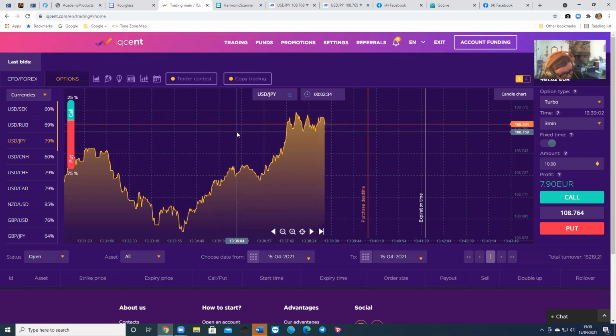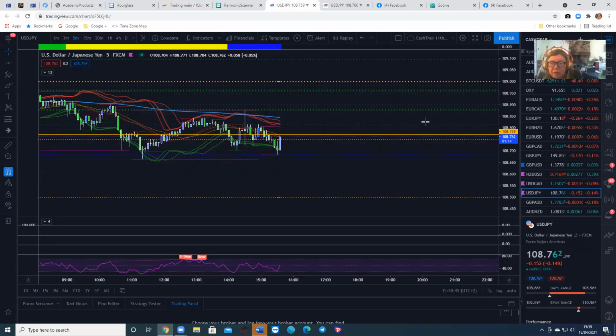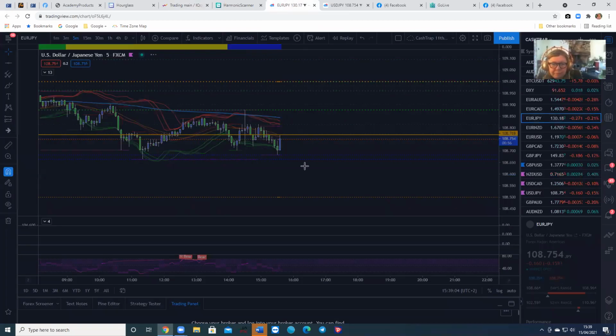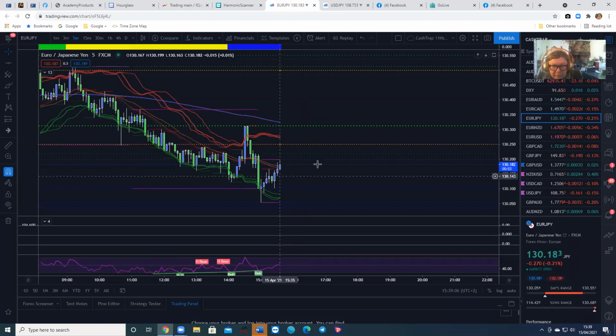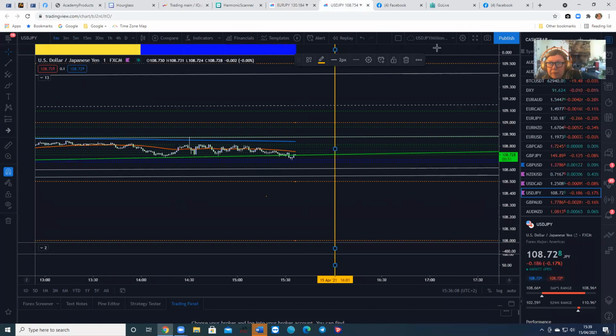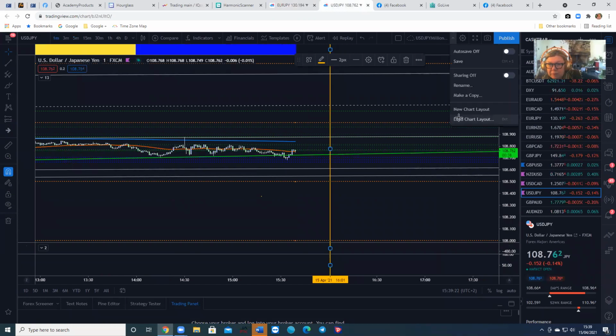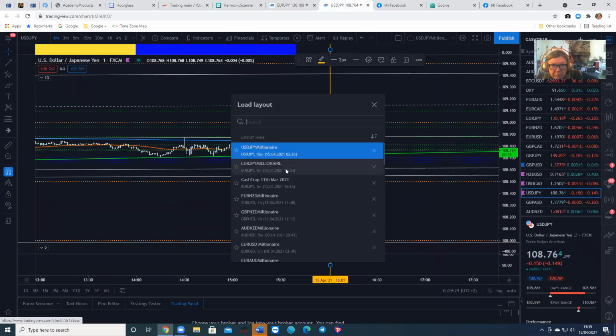So I'll just have a brief look at EuroJPY. That's been trending downwards until New York. It's now on its way back up. New York reversal coming up to meet that moving average up there. And I'll show you on this chart here.